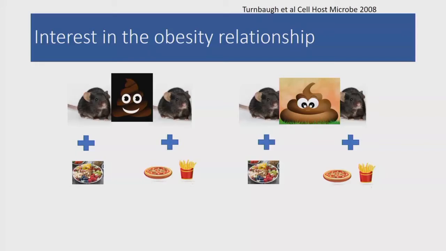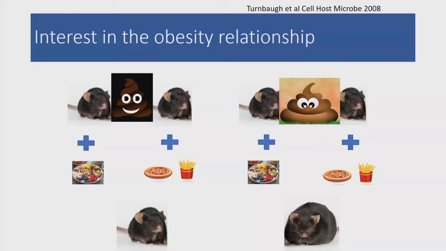And again, mouse chow looks all the same, whether it's high fat or low fat, so I've taken some liberties in saying what those particular diets would be. What they found was that irrespective of the diet, and these were all calorically the same, the mice that were transplanted with the obese microbiome all developed an obese phenotype.